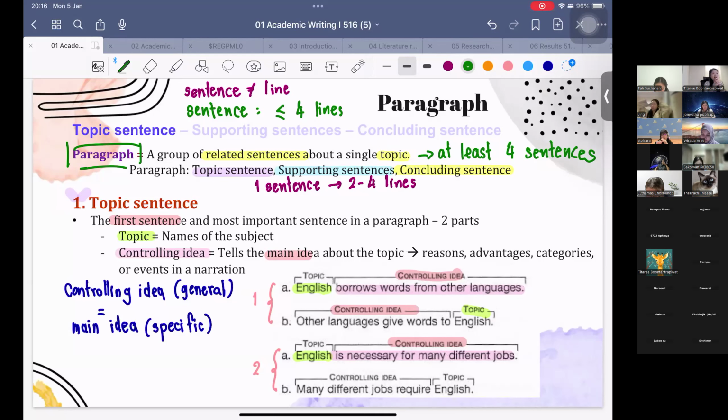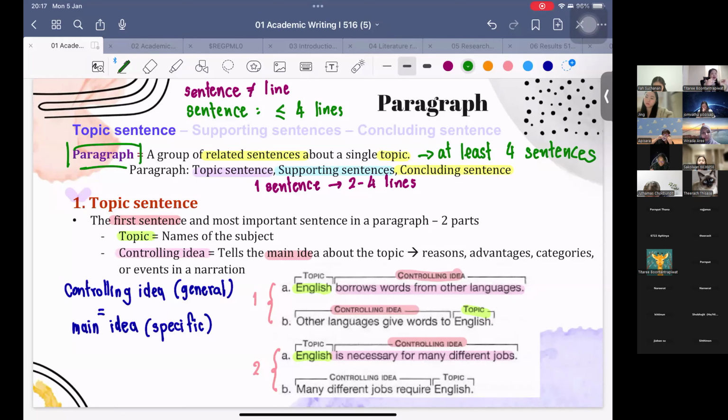And in the topic sentence, you need to include two things. First, the topic itself, the name of the subject. So what topic are you going to write about? For example, this paragraph is going to be about exercise. However, there are many things we can talk about regarding exercise: the benefits, the drawbacks, the challenges, or the factors contributing to exercise.